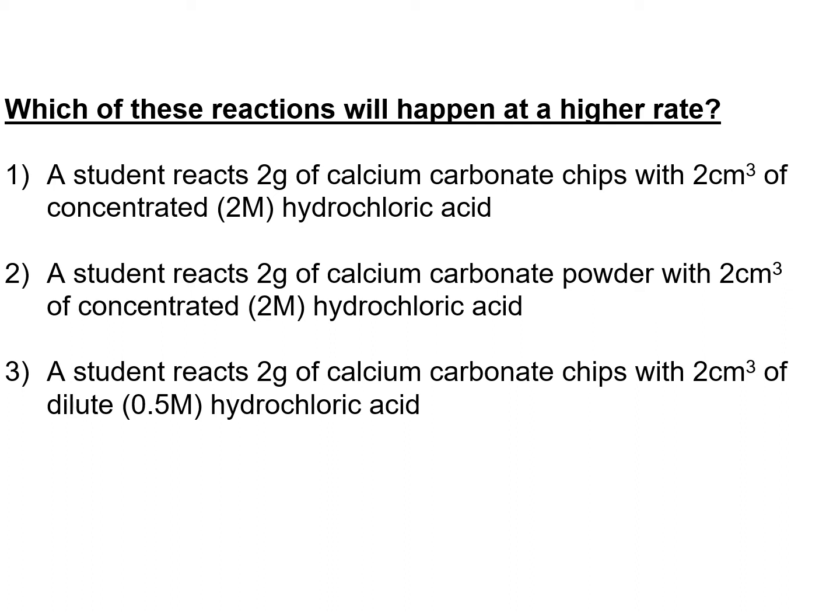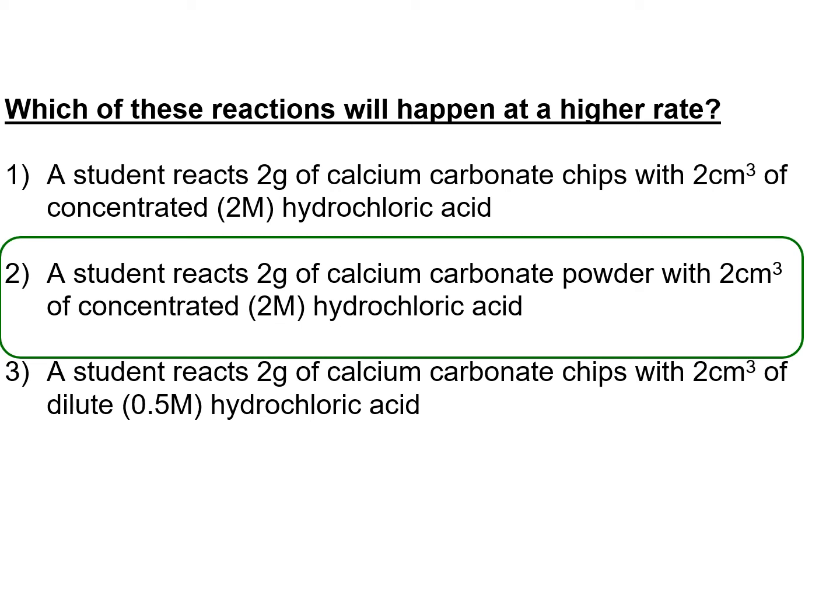Let's check our answers. If you chose number 1, what you should notice is that when we're using chips, that means we've got large chunks or large pieces of calcium carbonate, which means our surface area is much smaller. So that means the reaction will happen at a much slower rate. If we have a look at number 3, again, we can see chips. So the reaction will happen much more slowly because the surface area is much smaller. So the correct answer is 2 because we've got a powder.